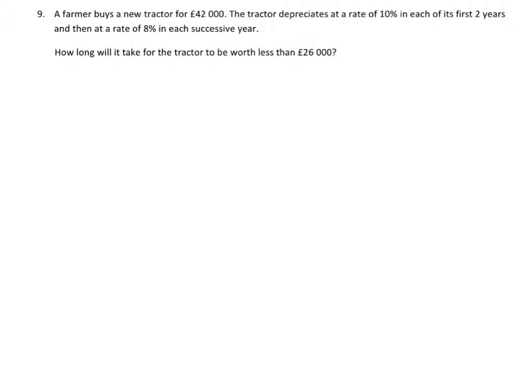This is question number 9, and the first in the calculator section. A farmer buys a new tractor for £42,000. It then depreciates in value at a rate of 10% in each of its first 2 years, and then at a rate of 8% in each successive year. The question asks us, how long will it take the tractor to be worth less than £26,000? So we start with the initial value, which is £42,000.